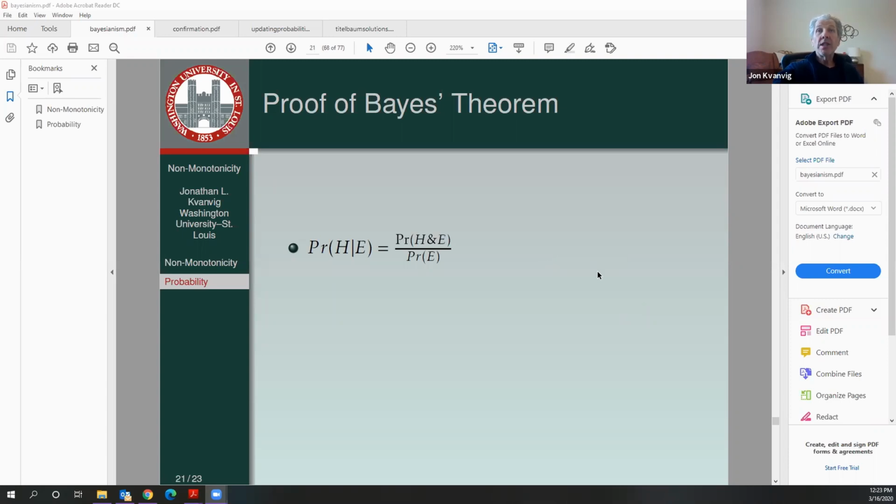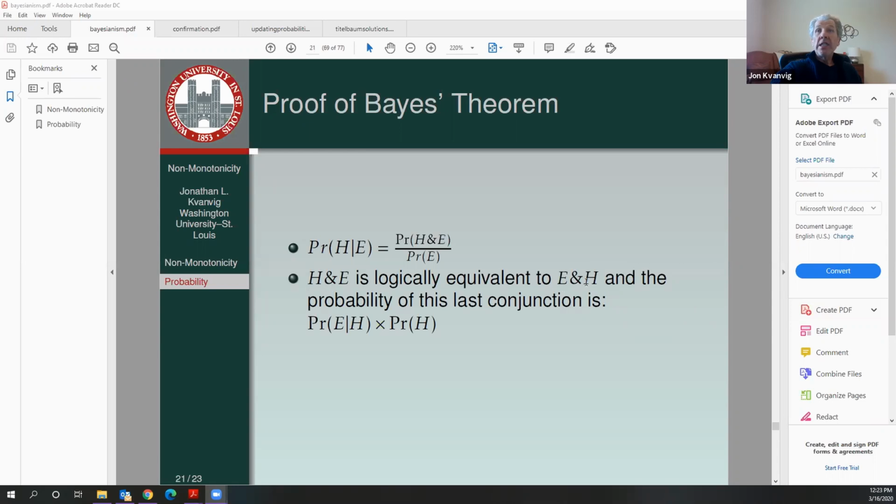In any case, we start out with the simple conditional probability definition. The probability of H given E is just the probability of the conjunction divided by the probability of the condition. Now, H and E is logically equivalent to E and H, and so the probability of this last conjunction, the one in the numerator, is the probability of H times the probability of E given H. So the probability of H given E is the probability of E given H times the probability of H over the probability of E. And notice that is just the simple version of the Bayes rule.